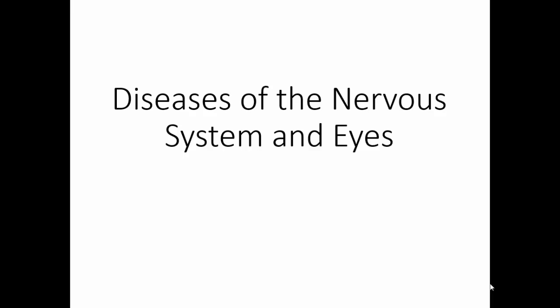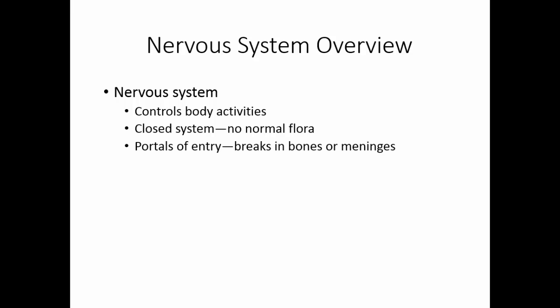Diseases of the nervous system can run the gamut from mild to deadly, those of the eyes from irritating to causing blindness. The nervous system controls all body activities, both conscious and unconscious. It's a closed system, so there is no normal flora in the nervous system. The portals of entry would be breaks in the bones of the skull or the vertebra, or breaks in the meninges. Some organisms, particularly viruses, can travel via axonal transport.